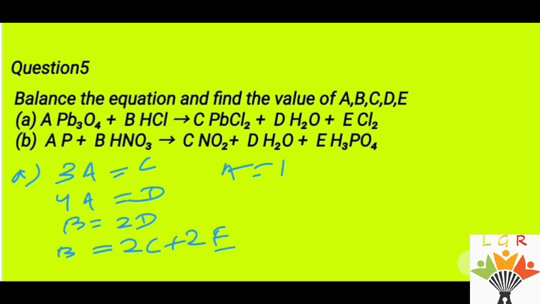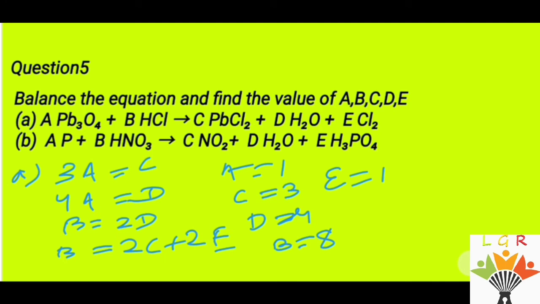After taking the value of A equal to 1, while solving all the equations you will get the value of C equal to 3. You will get the value of D equal to 4. You will get the value of B equal to 8, and you will get the value of E equal to 1. Is it clear? A equal to 1, C equal to 3, D equal to 4, B equal to 8, and E equal to 1.